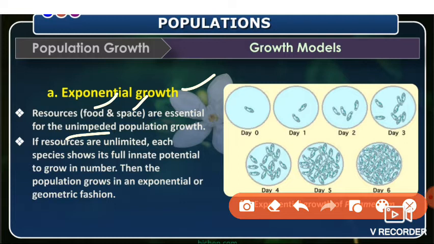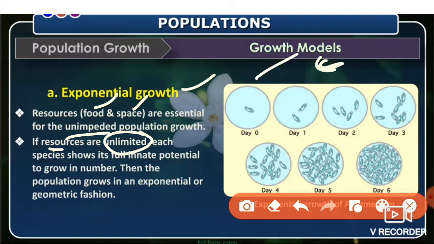Okay, and here next, if resources are unlimited, if the resources are unlimited, there is no limit for the resource. Each species shows its full innate potential to grow in number. If nature is going to provide n number of, or unlimited resources, it's going to provide.